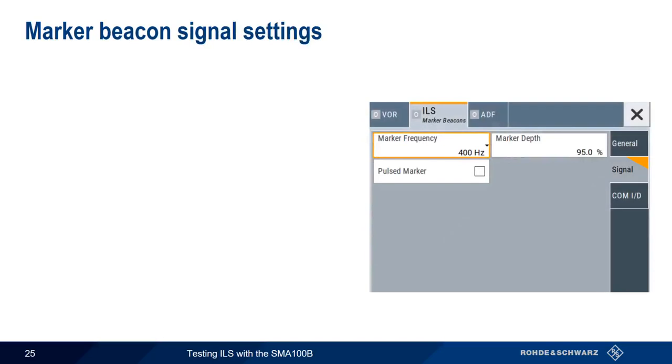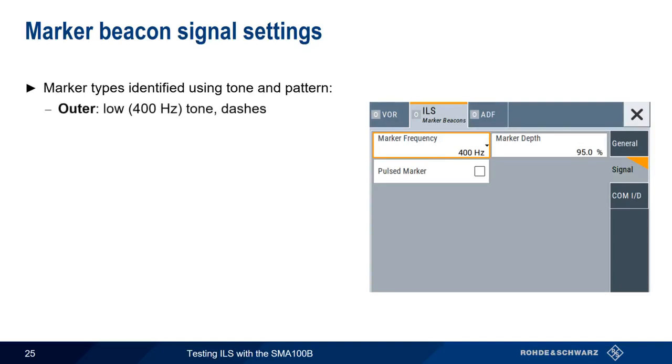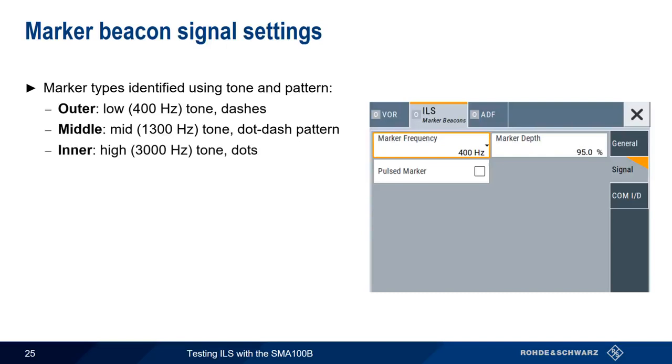Because they all operate on the same frequency, the inner, middle, and outer markers are differentiated by both the tone or frequency of their signal, as well as by the pattern of sounds. The outer marker uses a 400 Hz tone sent as a pattern of dashes. The middle marker uses a 1300 Hz tone sent in a dot-dash pattern. And the inner marker uses a 3000 Hz tone sent as a series of dots.